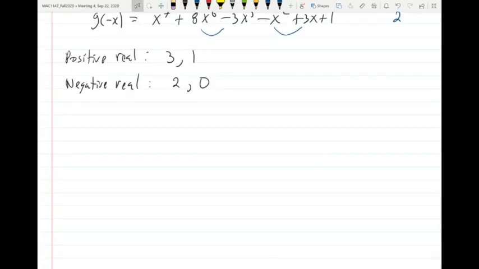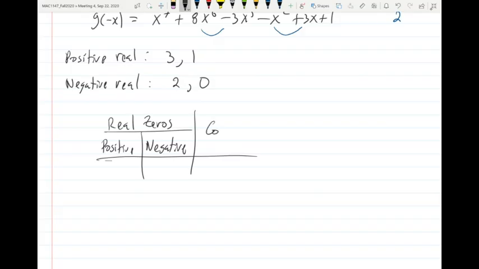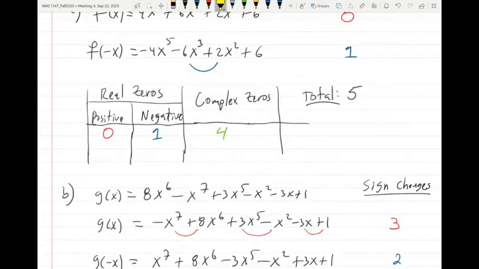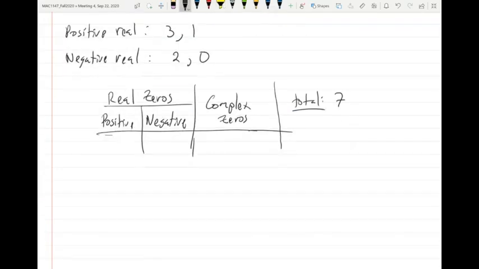All right, so let's do a table. So real zeros, and this we split into positive, negative. Then here we have complex zeros, and then it's always good to keep in mind the total. What's the total number of zeros that we are expecting? The total number of zeros is 7. So what that means is that when you do the table and add the rows, the sum has to be equal to the total. Okay, all right.